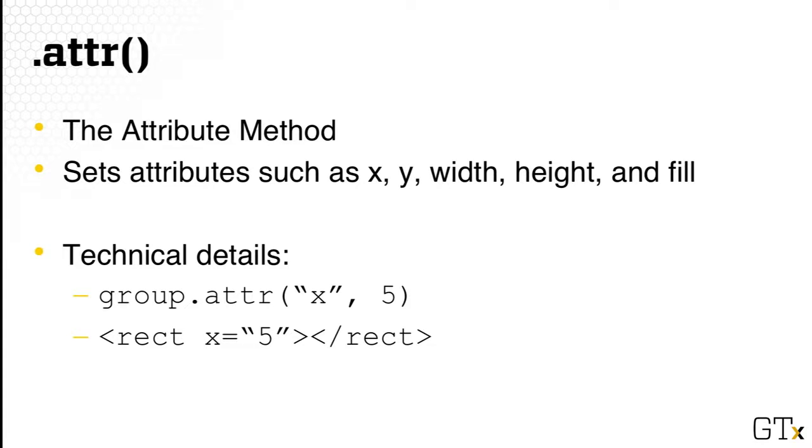It allows you to change attributes such as the xy coordinates, the width and height, the fill color, and so on. To use it, you can call it on a circle element or on a group element, as shown below: group.attr x, and then you set the x coordinate to 5.